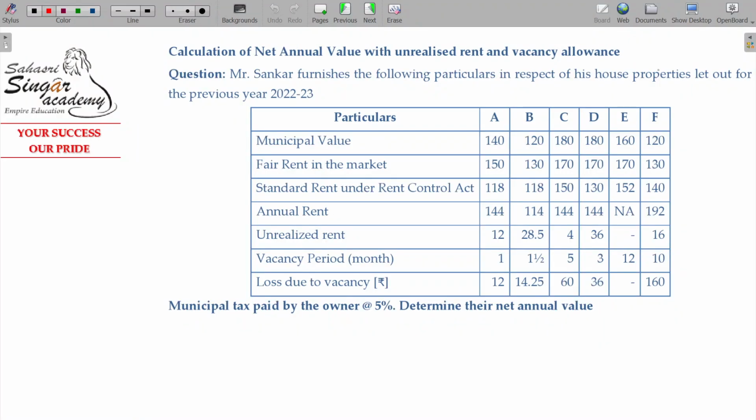Now let's see this illustration where we have both unrealized rent as well as vacancy allowance. Unrealized rent and vacancy allowance remain in this sum. Mr. Sankar furnishes the following particulars in respect of his house properties A, B, C, D, E, F let out for the previous year 2022-23.